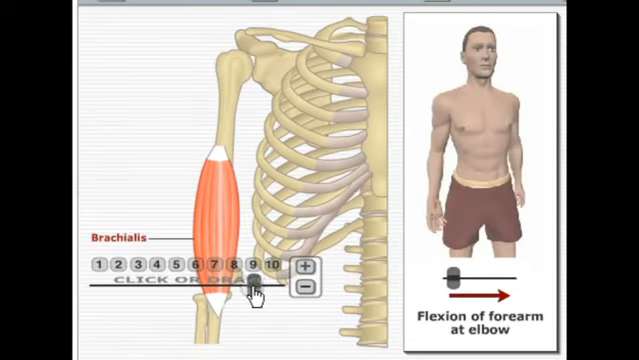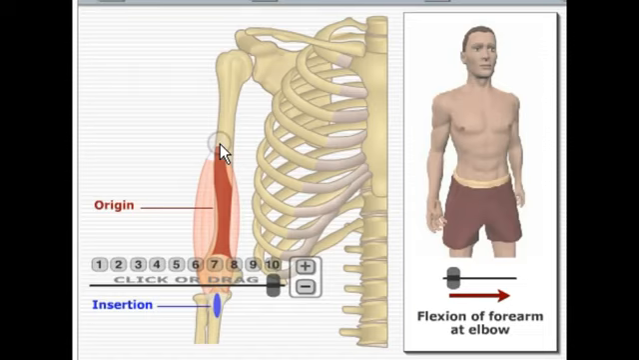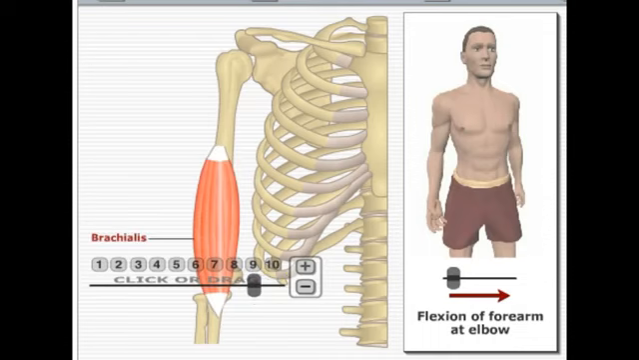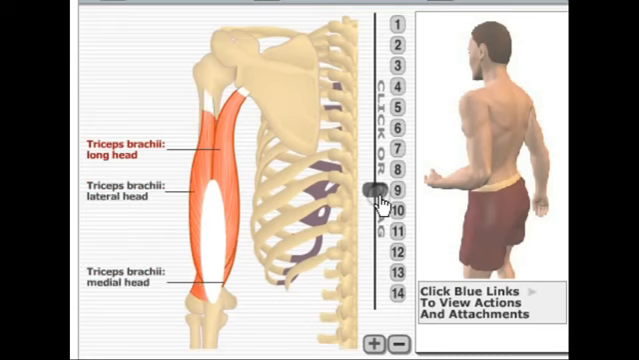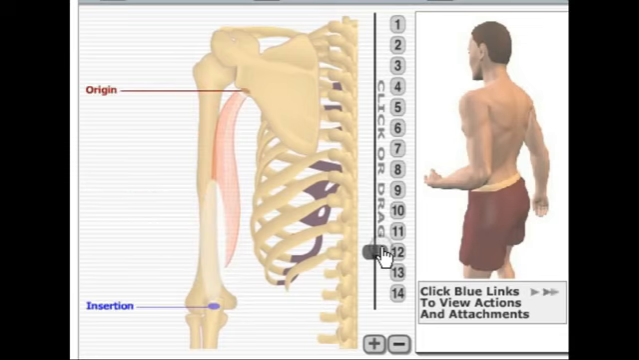Here we have the brachialis muscle. It's going to originate on the humerus and insert in the coronoid process of the ulna. Its primary function is flexion of a pronated forearm. Here we have the triceps, and of course it's named triceps because there's three of them. There's the long head, the lateral head, and the medial head. The long head is going to originate in the infraglenoid tubercle of the scapula and insert on the olecranon process of the ulna.